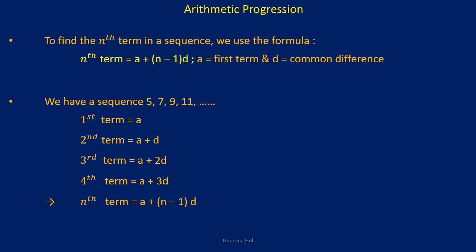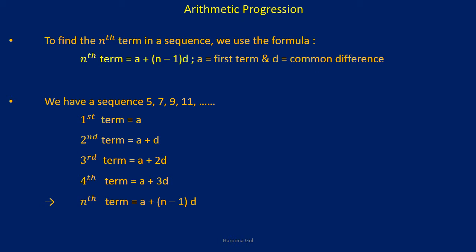Before we begin with the first slide, what is important for you to know is that for your exam, you need to know three things about arithmetic progression. That is, the nth term, the sum of terms, and the arithmetic mean or the average. Now, to find the nth term in a sequence, we use the formula nth term is equal to a plus n minus 1 into d, where a is the first term and d is the common difference.